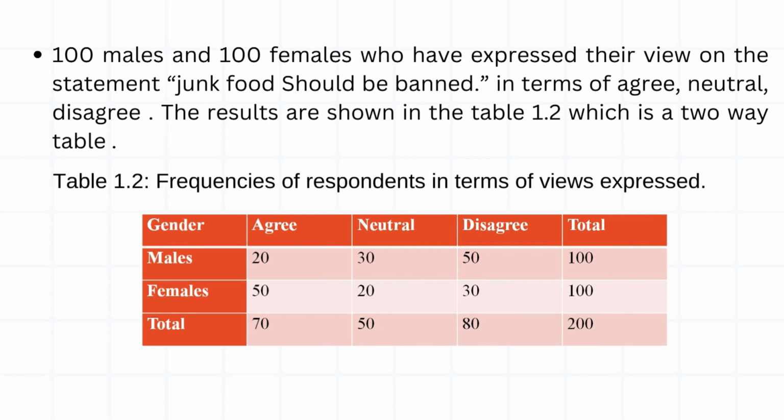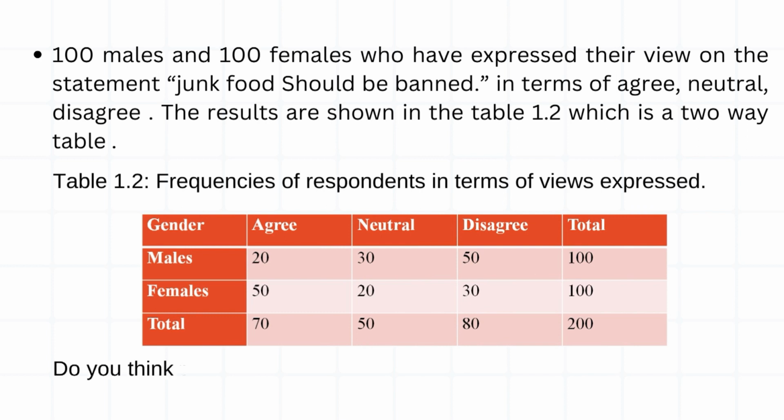In the males category, 20 have expressed their views in terms of agree, 30 in terms of neutral, and 50 in terms of disagree. In the females category, 50 participants have expressed their views in the agree category, 20 in the neutral category, and 30 in the disagree category, and the total is 100. So, 100 females are there and 100 males are there.